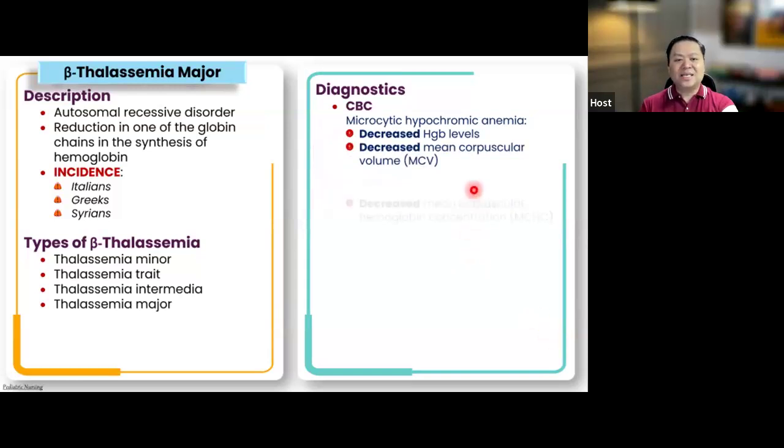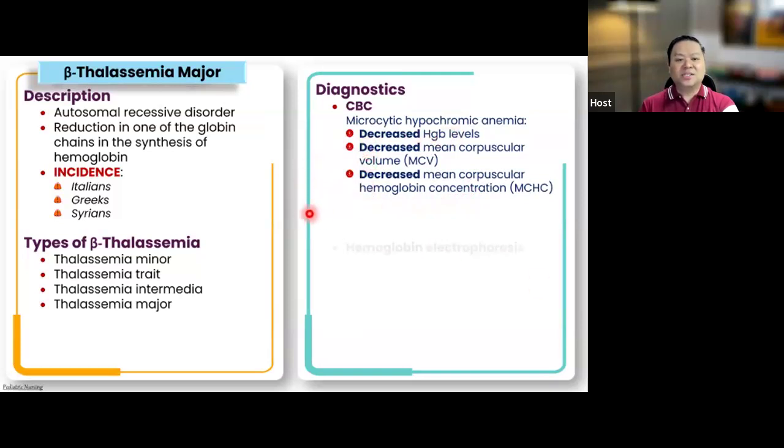Now, another test here is the reduction in the MCHC, or the mean corpuscular hemoglobin concentration. What is this? It simply means that there is low hemoglobin content in each red blood cell, so it gives that low or pale tinge color in the red blood cell. Remember, microcytic hypochromic anemia.